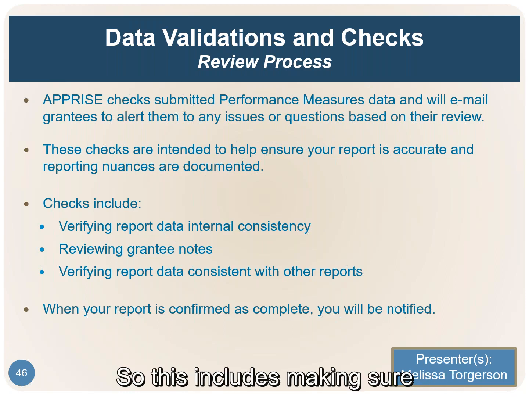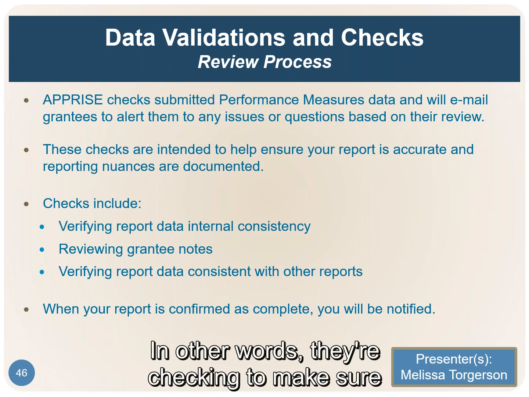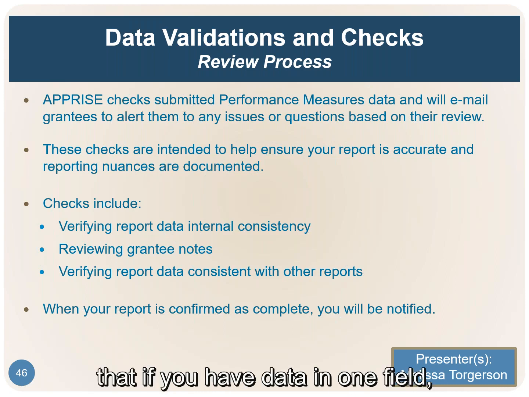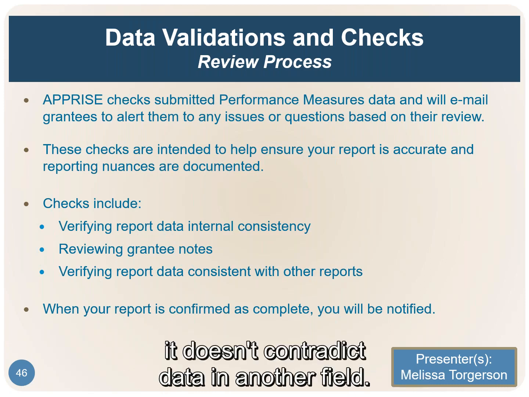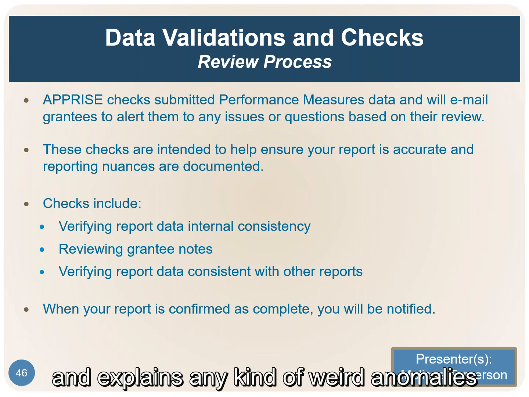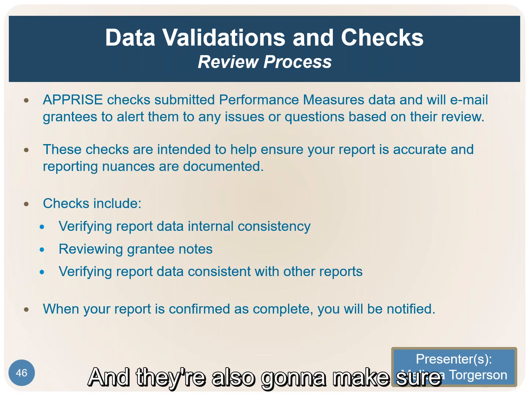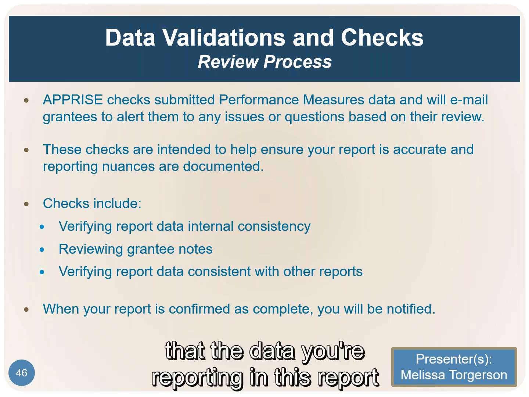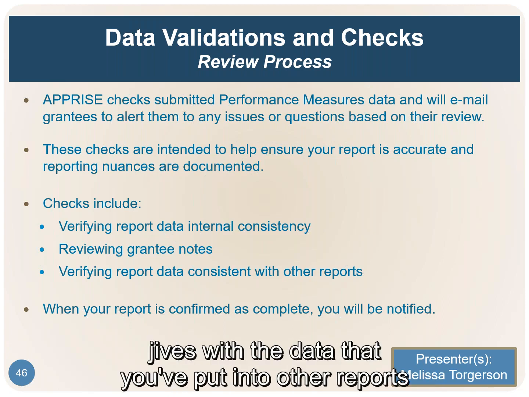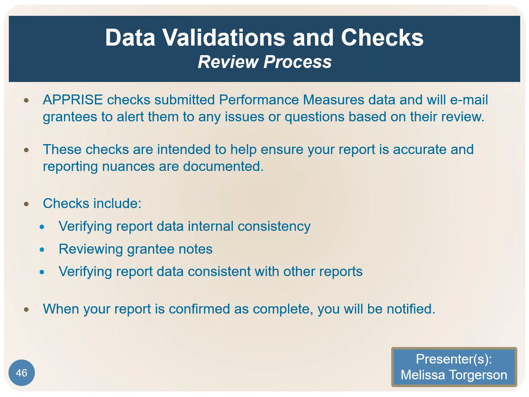So this includes making sure that there's internal consistency in the report. In other words, they're checking to make sure that if you have data in one field, it doesn't contradict data in another field. They're going to be looking at your notes to make sure everything's clear and explains any weird anomalies that they might see in the data. And they're also going to make sure that the data you're reporting in this report jives with the data that you've put into other reports like the household report or the grantee survey.